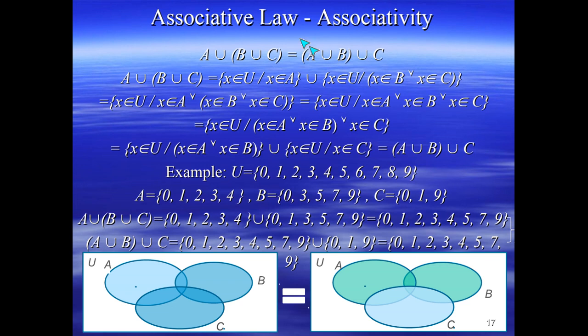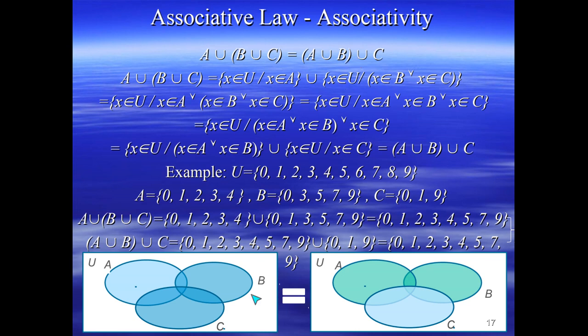to this one. But you can also make A union B first and then unite this to C, and the result of this is (A union B) union C. And the associative law says that without changing the order of things, you can group them. So A union (B union C) is equal to (A union B) union C. This is the proposition. We should prove it.